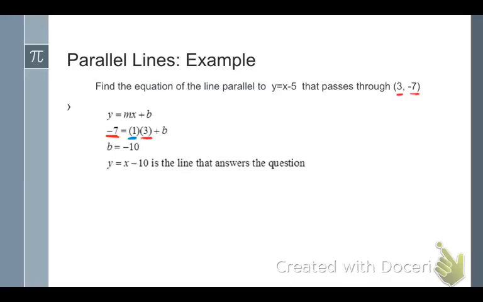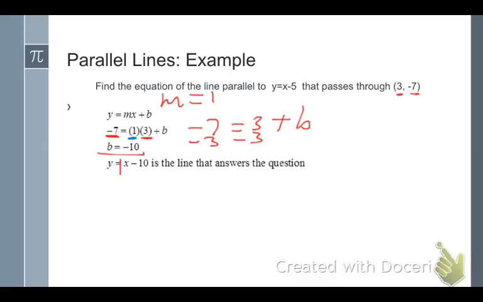So this becomes negative 7 equals 3 plus b. And then I subtract 3 from both sides to get that negative 10. So my y-intercept is negative 10. My slope was 1, because that's what I figured out using the line they gave me. So there's my understood 1 in front of the x. So y equals x minus 10 is the line that answers the question.